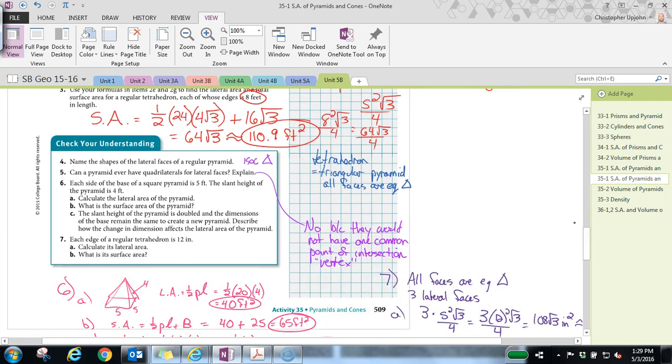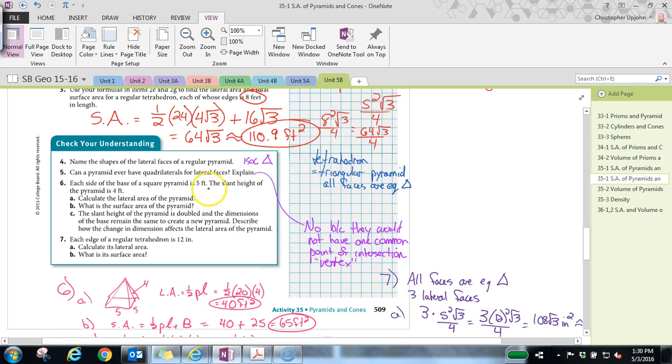Answering some questions, name the shapes of the lateral faces of a regular pyramid. They're isosceles triangles, always. Can a pyramid have quadrilaterals for lateral faces? No, because they would not have one common point of intersection, or our vertex. They wouldn't come to a point. They would come to a base, just like where they're coming from, so it would be a prism.